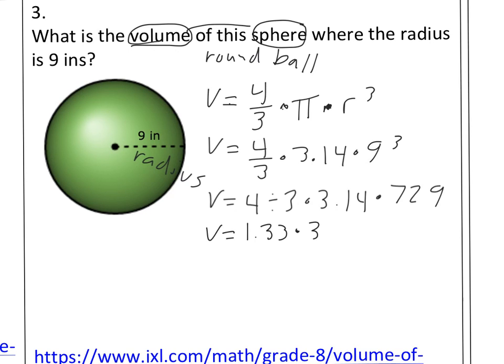Times 3.14 times 729. So let's go ahead and take our 1.33 and multiply it times pi. So times 3.14. And that's going to take us to volume equals 4.18 times 729.